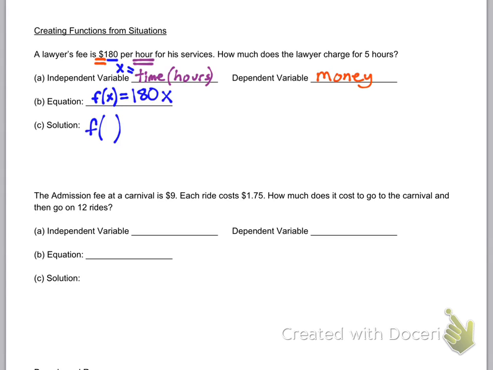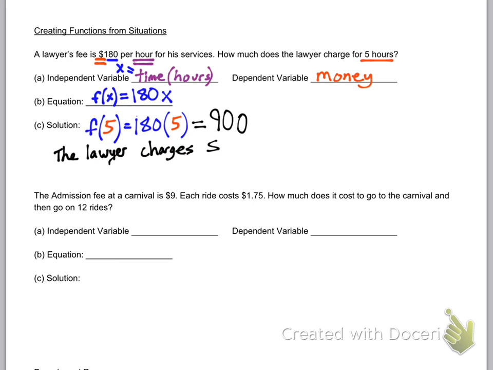Great. Well, let's just solve this equation using the formula. F of, let's see here, it says how much does the lawyer charge for 5 hours? That means f of 5 is equal to 180 times x, but instead of x, I need to replace it with whatever we just plugged in. That was 5. So 180 times 5 is 900. There's the answer to our question. The lawyer charges $900 for 5 hours.